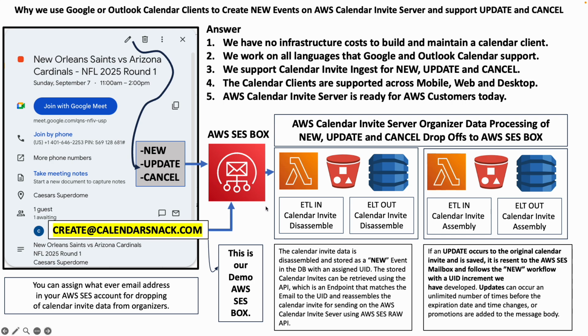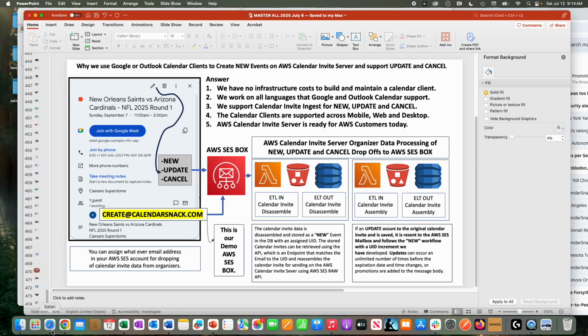Once it gets to the box, we automate the process of extract, transform, and load. That data goes into the AWS calendar invite server, and it's disassembled and stored in a Dynamo database using a series of lambdas. And then it's ready for recall for a UID to be called for that particular calendar invite using our API. So let me show you what's going on here with the live demo.